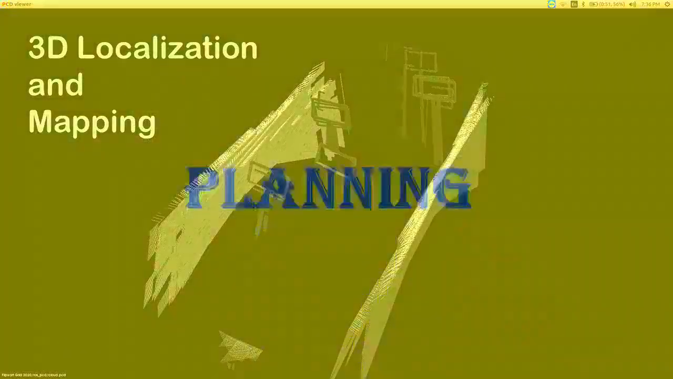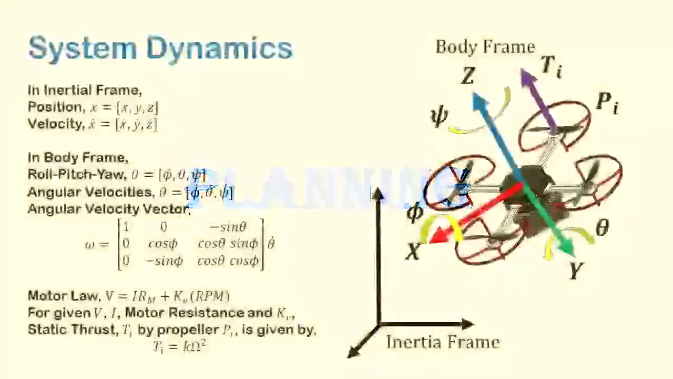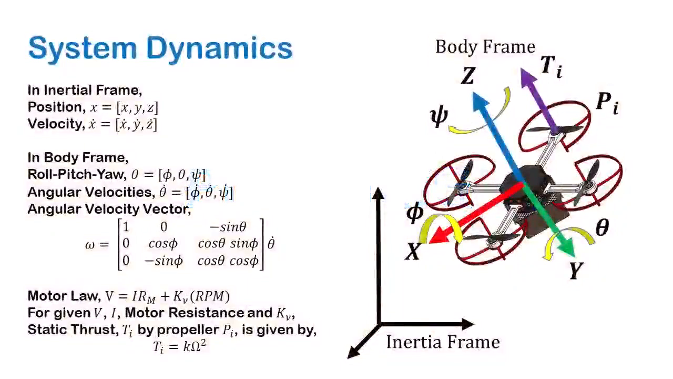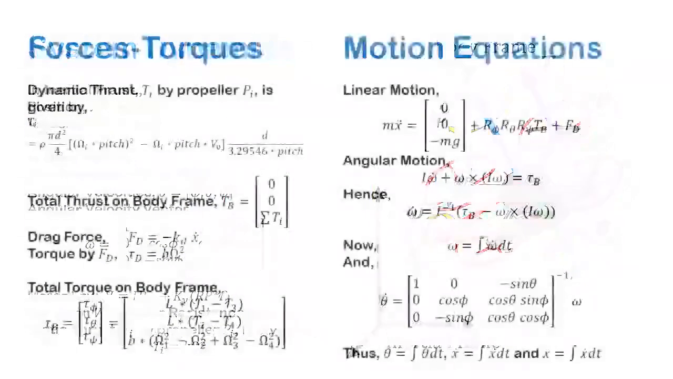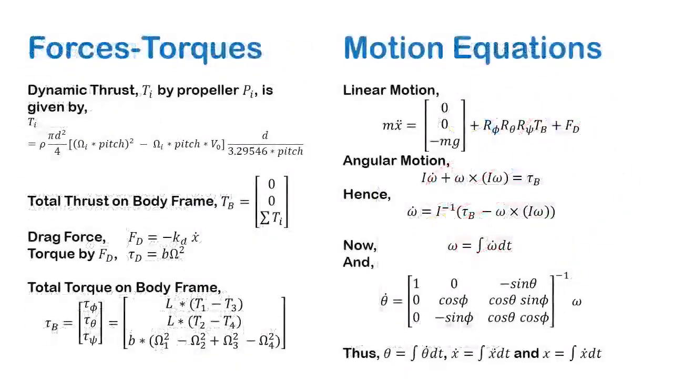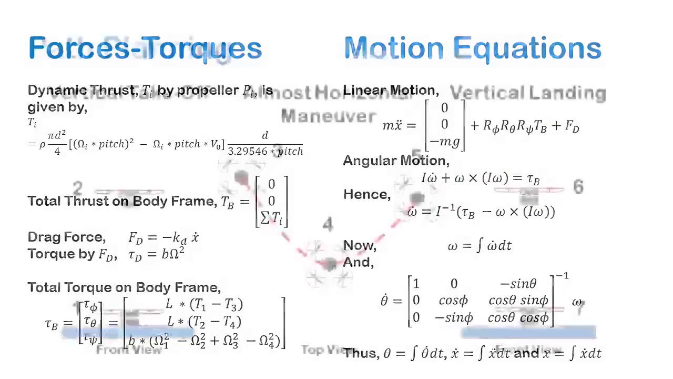Continuing to the next subsystem, that is the planning segment. In this segment, the complete model dynamics were considered and studied. The forces and torques on the body were studied by considering the dynamic thrust, the total drag on the body, and the total torque on the body frame. Accordingly, the equations of motion were formulated.